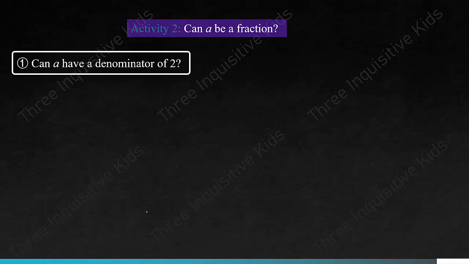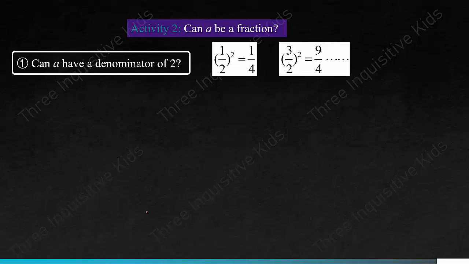We already know that A can't be a whole number. So now A has to be a fraction. So can A have a denominator of 2? If A was 1/2, 1/2 squared would equal 1/4. 3/2 squared would equal 9/4, and so on. But we can see that this never reaches 2 exactly. 1/4 is less than the area of 2, and 9/4 is bigger than the area of 2.